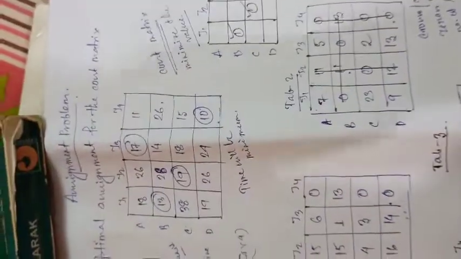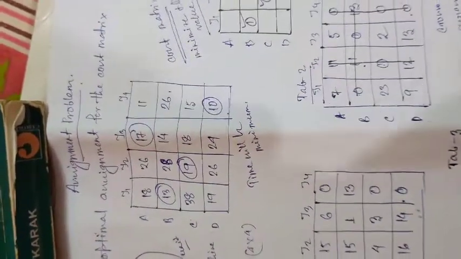So I hope you understand how we can assign the people when the cost matrix is a square matrix. In the next video we will discuss the unbalanced matrix, that means the number of rows and columns are not equal.